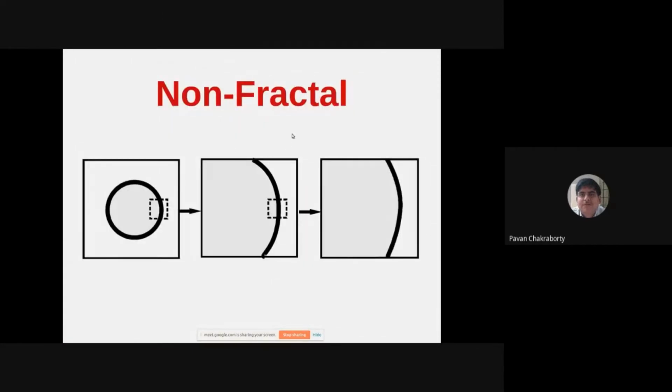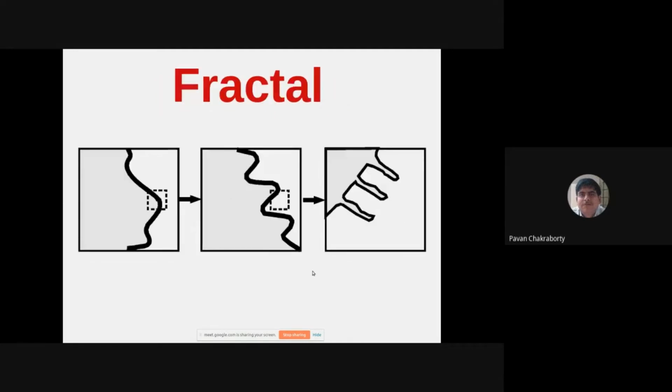Now, what is a non-fractal? Supposing I take a circle and I keep expanding the circle, taking a portion of the circle, I will never return back to the circle. But if I have a jagged edge, like for instance, the coastline of a country, and if I keep zooming, you will see that at some time, there will be a self-similarity of repeatability which comes in. The coastline will look again similar to the original coastline.